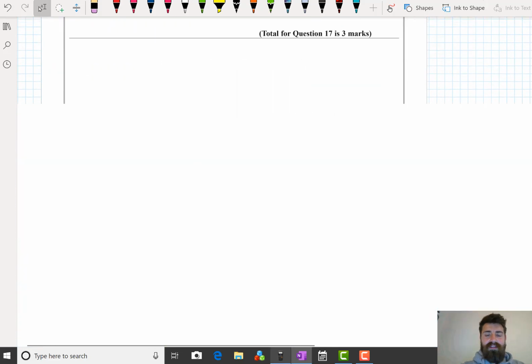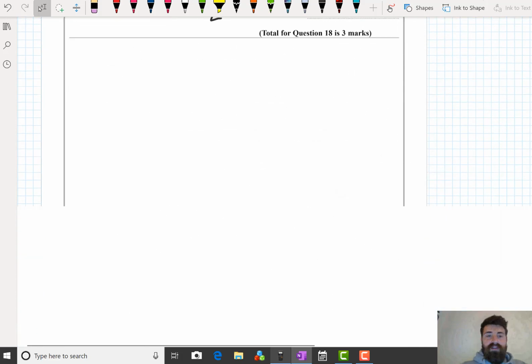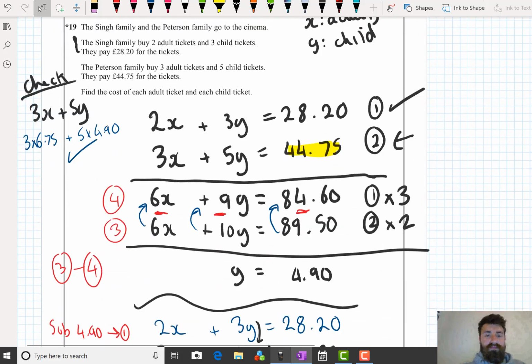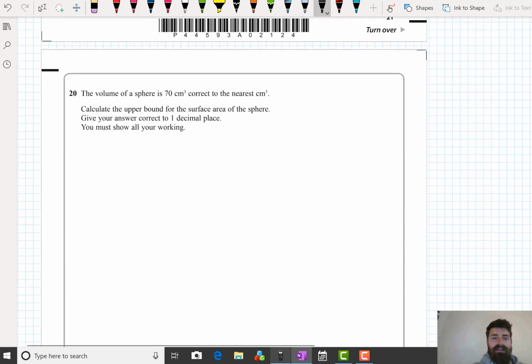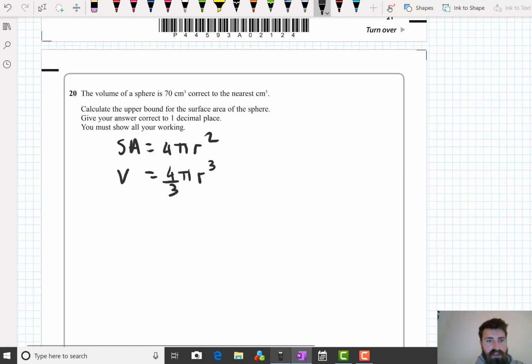4 pi r squared. Hey, surface area, 4 pi r squared. Volume: the r had one more, and the 4 is divided by that number. Good, got my stuff. Volume of a sphere. Always look at the formula page because of that.